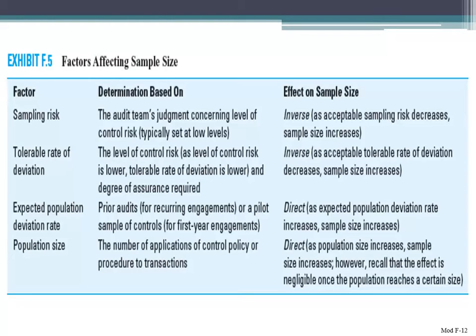Population size, the number of applications of a control policy or procedures to a transaction, is going to be direct. So as population size increases, sample size increases. However, that is not always the case. Once the population reaches a certain level, it's negligible, right? So it's not always that I have a larger population, so I'm going to look at more transactions. There are other things that you have to consider that we went over: your sampling risk, your tolerable deviation, your expected population deviation.